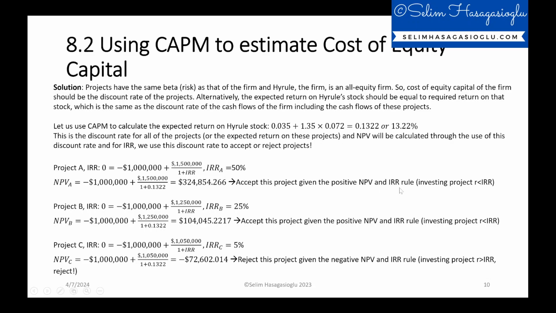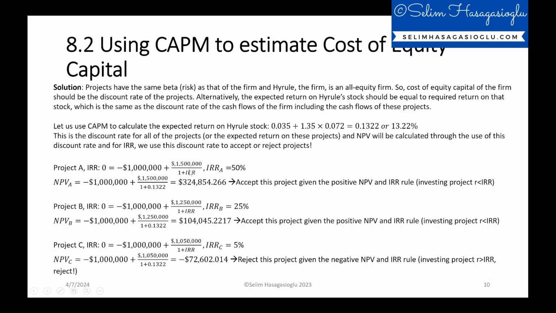Based on the IRR rule, this is an investing project. There is an initial investment, cash outflows, then we will be getting cash inflows. This is an investing type of project, and for investing type projects, if the discount rate 13.22% is less than the IRR 50%, you should accept this project. Remember, for the investing type of projects, IRR is 50%. If, for example, you plug 0 in here, net present value will be positive. So 0 is less than 50%. So you should accept projects if the discount rate is less than the internal rate of return of the project.